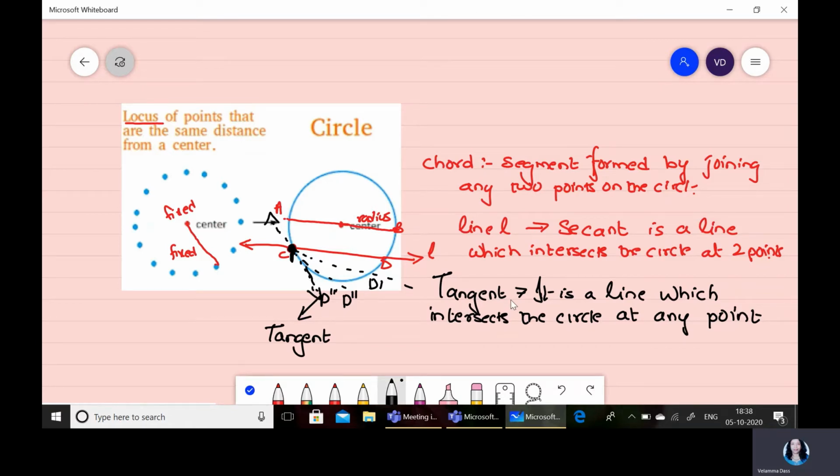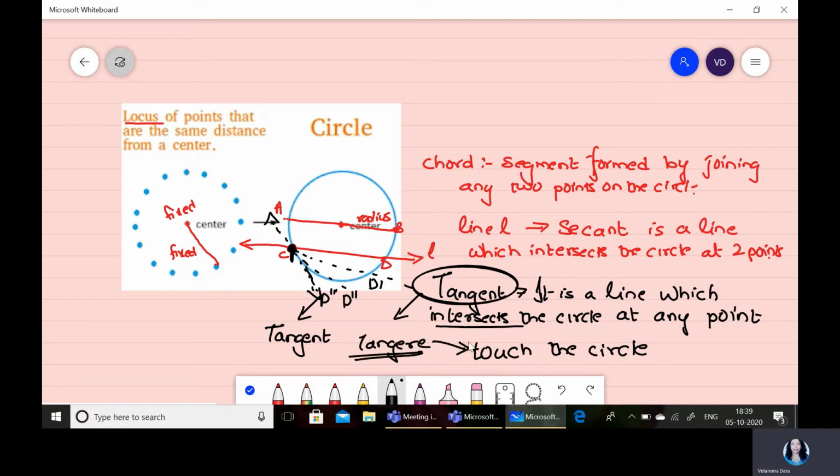So tangent is nothing but a line which intersects the circle at any one point. This word can also be replaced by: tangent is a line which touches the circle. And you know the name tangent has been derived from the word tangere, which means touch. So touch means it has only one relation at only one point. So you can define it as tangent. It is a line which intersects the circle at only one point.